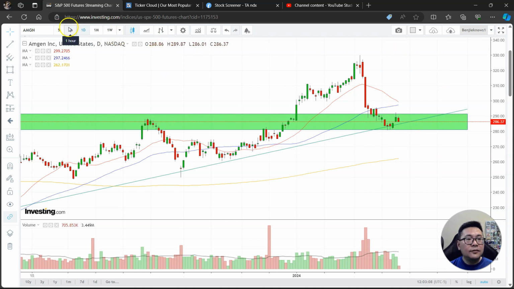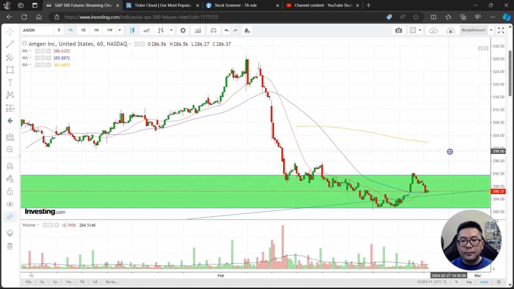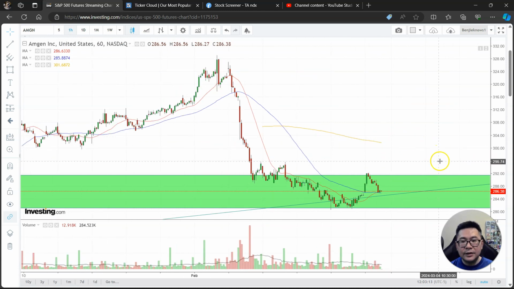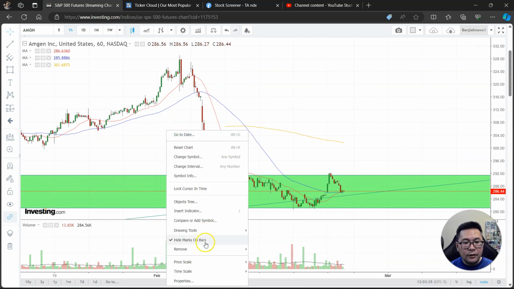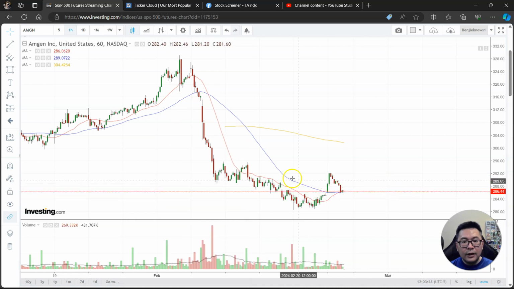Okay, let's go to the hourly chart. On the hourly chart, you can see that it has gone back above the 50 MA. There might be a bullish cross. So what we want to see is that this is a trading range. Okay, let me just remove the drawing tools. You can see that it was in a downtrend in the 60-minute chart, but is trying to make a new higher low here.